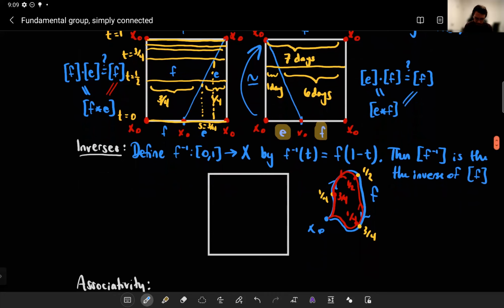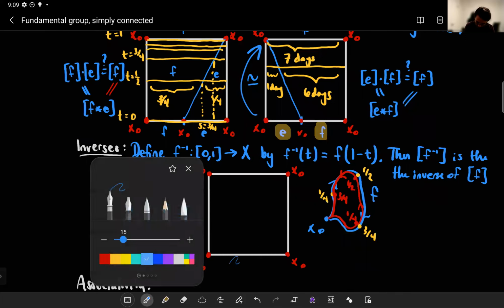So let's show that. What I really want to say then is homotopy class of F, group operation, homotopy class of F inverse. Is that equal to, well, it should be the homotopy class of the identity, right? All right, let's see if it works out. Again, X0 on all the corners. We're not moving that base point, so these have to stay fixed.